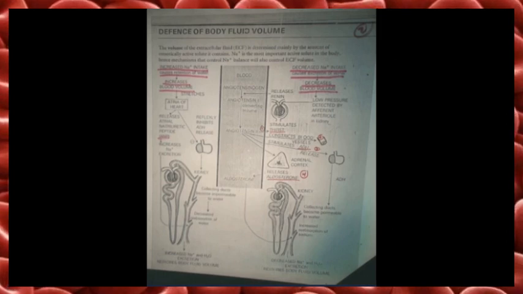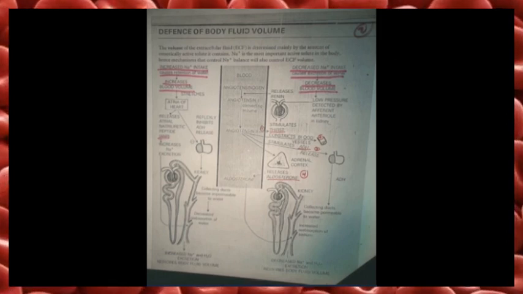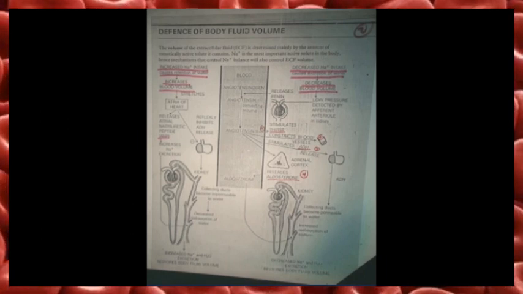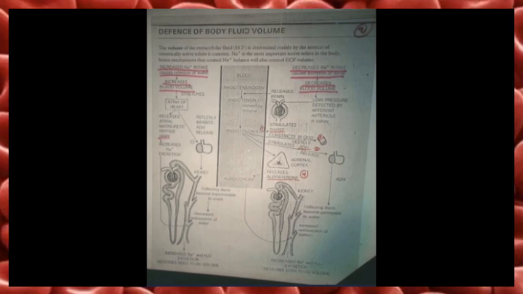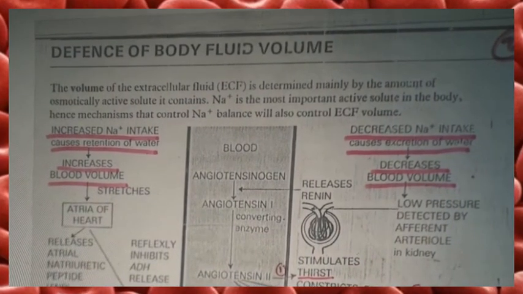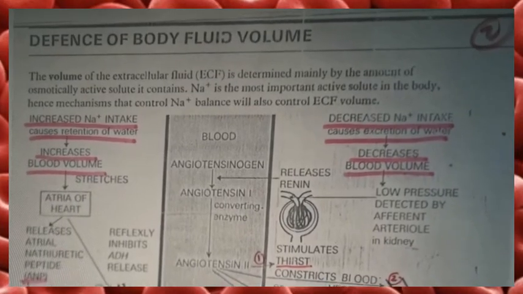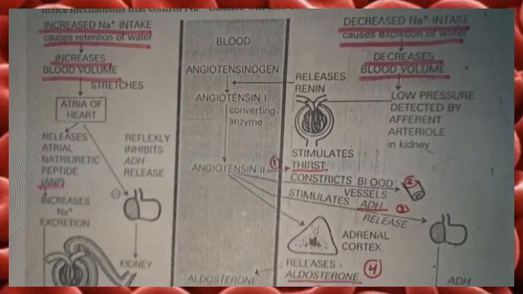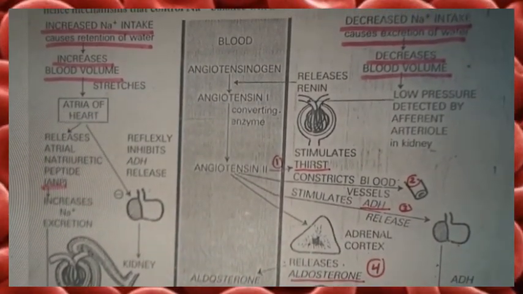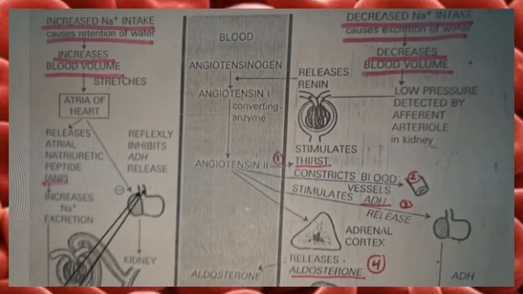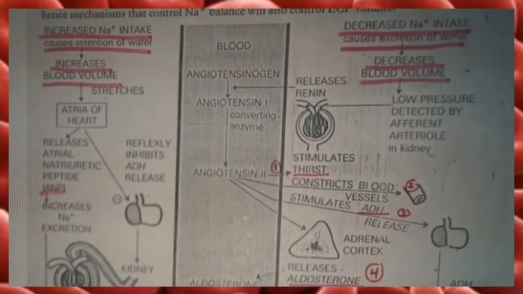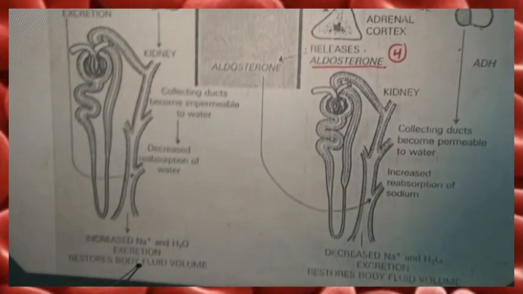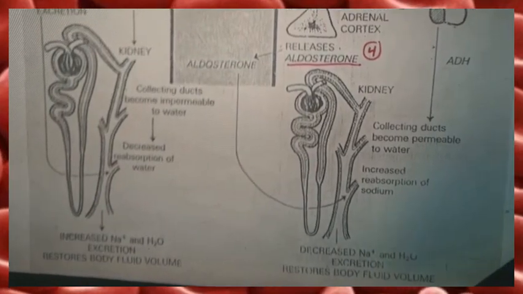Now we see the defense of the body fluid volume. First condition: increased sodium intake causes retention of water and increased blood volume. This stretches the atria of the heart. Atrial natriuretic peptide increases sodium excretion, and reflexly ADH is inhibited. The result, increased sodium and water excretion, restores body fluid volume.